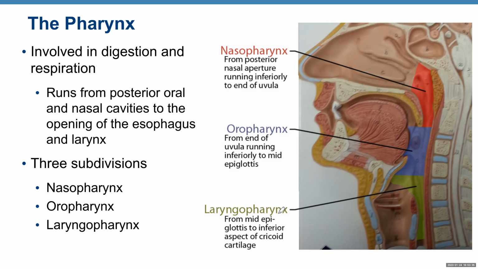And the last part, the most inferior part of the pharynx, is the laryngopharynx, from mid epiglottis to the inferior aspect of the cricoid cartilage. And the cricoid cartilage is this one. So here is the anterior part, and this is the posterior part. That's a cartilage of the larynx. So that's your larynx, voice box. So it's to the end or inferior aspect of this cricoid cartilage from the mid epiglottis, shown here in green.